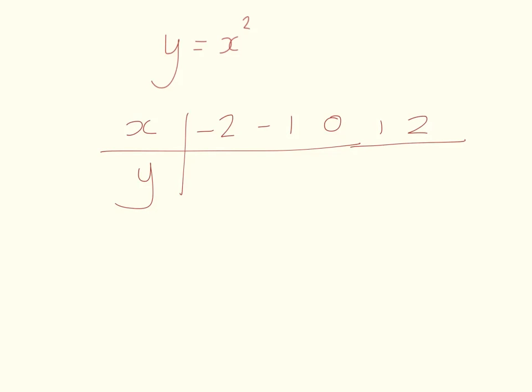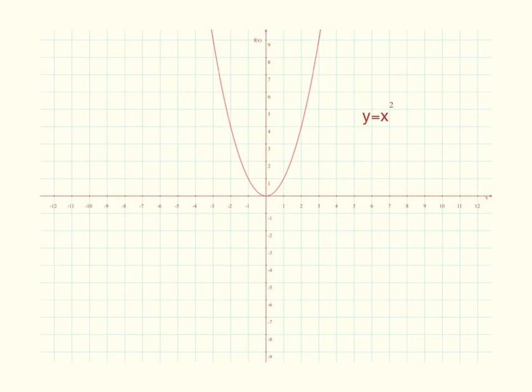So to find out what y is, I need to square x. So here I'm going to do minus 2 squared. Minus 2 times minus 2 is 4. Minus 1 times minus 1, 1. 0, 1, 4. And if we were to plot this, we would have something that looks something like this.